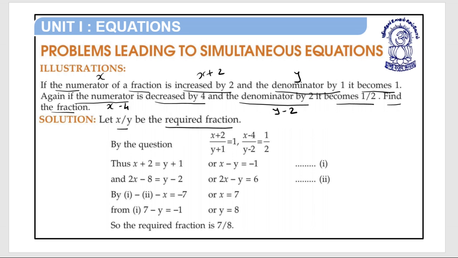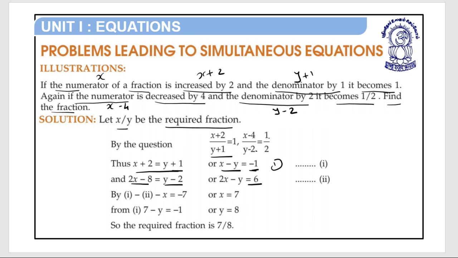From the first equation, x plus 2 is equal to 1 into y plus 1, so y plus 1. From the second, x minus 4 into 2, that is 2x minus 8, is equal to y minus 2 into 1. So, instead of x plus 2 equal to y plus 1, write x minus y is equal to 1 minus 2, so minus 1. And 2x minus y is equal to minus 2 plus 8, so 6.